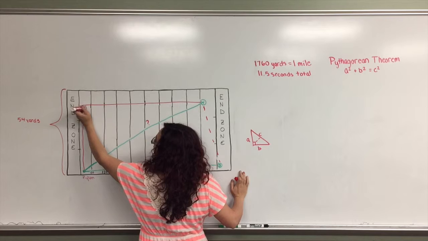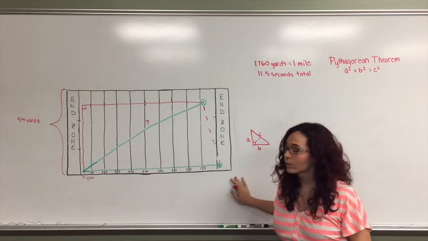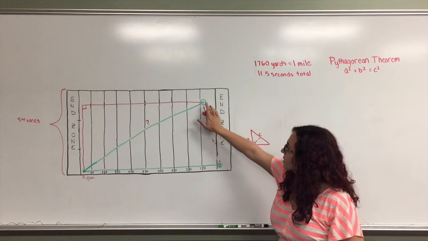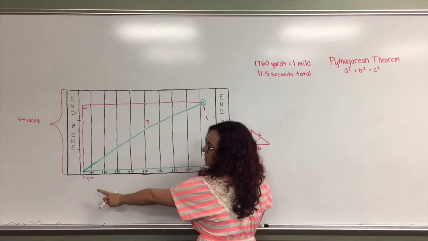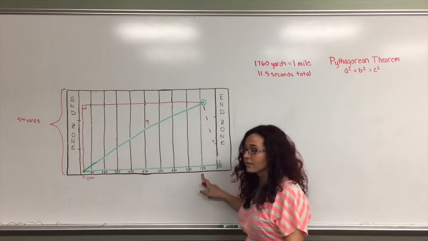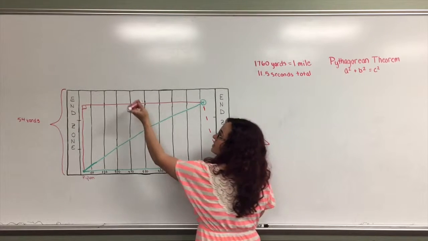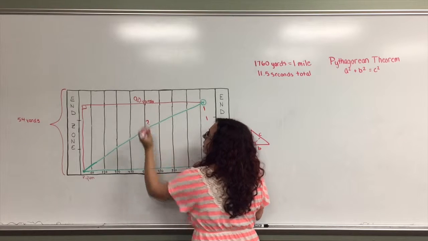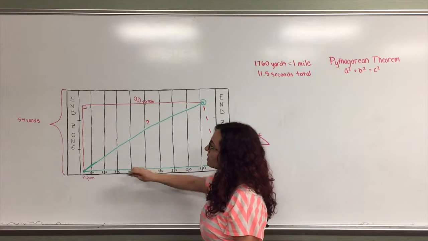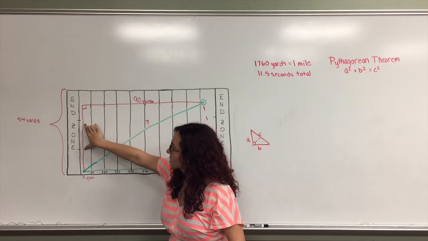So because of this, we need to create a 90-degree angle, and we know that because Watson is 1 yard off of the 10 and the tackle is 1 yard off of the end zone, this is 90 yards. Okay, now that we know the 90 yards, what we need to figure out is how much this is.